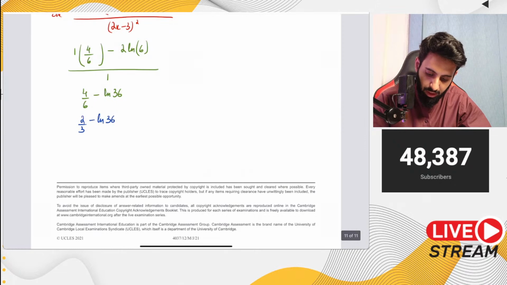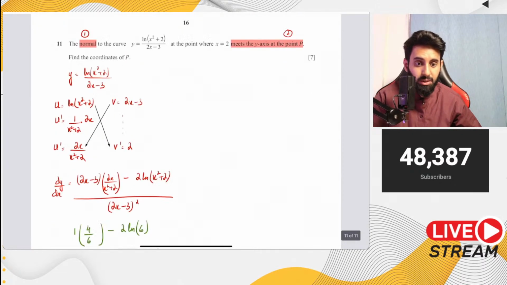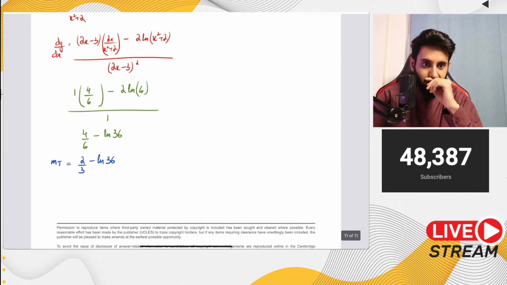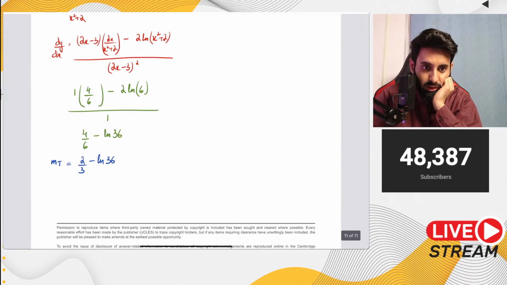Now do keep in mind that this is the gradient of the tangent, whereas we're supposed to find out the gradient of the normal. So how will I find out the gradient of the normal? Sir, can we solve in hand and use decimals?